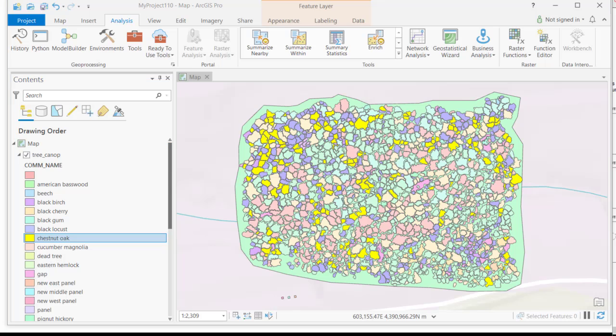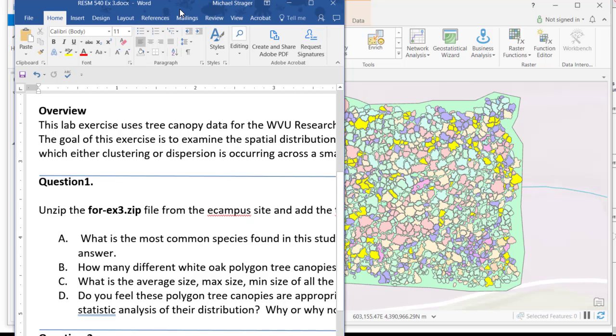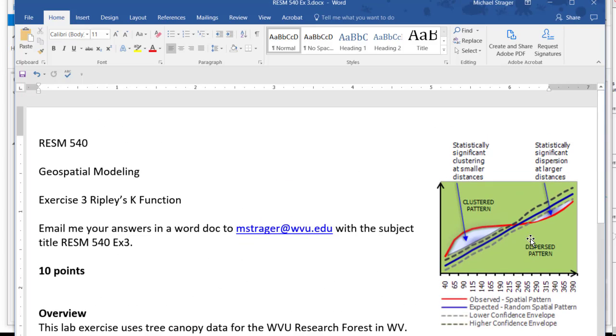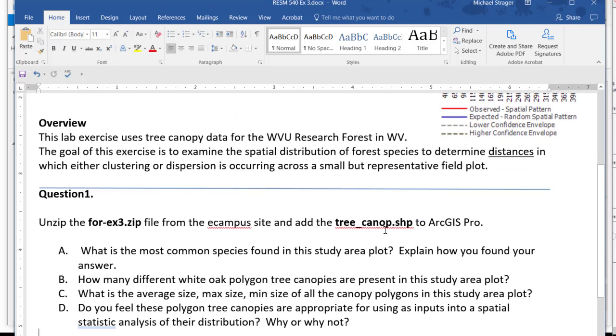All right, let me just drag that exercise over for a second just to highlight a couple things. All right, so this is exercise 3. Okay, so just like I did, you're going to open up this tree canopy shapefile. What is the most common species? Explain how you did that with that summarize tool. How many different white oak polygon tree canopies are present in the study area? So things you can analyze with that table, you can answer with this particular question.